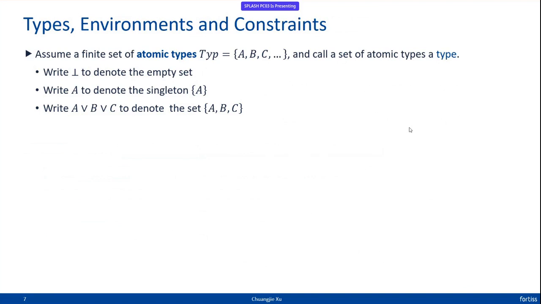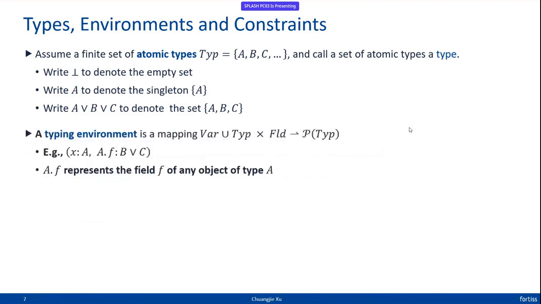Because of this, I will write a bottom symbol to denote the empty set of types. I simply write A to denote the singleton set A, and I write A or B or C to mean the set A, B, C, because the set of these types will represent the possible atomic types of my program.